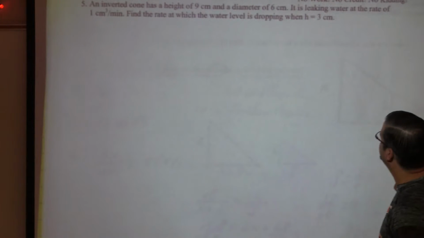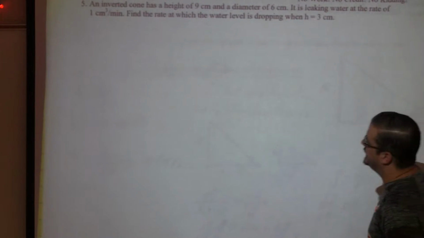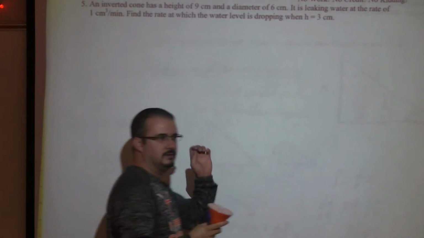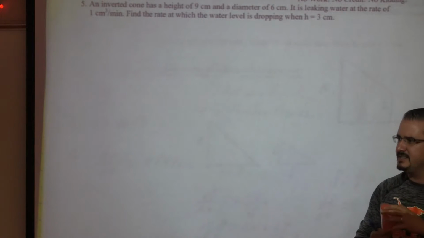So it says an inverted cone has a height of 9 centimeters and a diameter of 6. They're telling you the cone already has that size. Okay, it's not gonna change. It is leaking water at a rate of 1 cubic centimeter per minute. So what's changing? The volume of water in that cone is changing. So it's leaking, the volume is changing. At an increasing rate or decreasing? Decreasing, therefore its rate is negative.